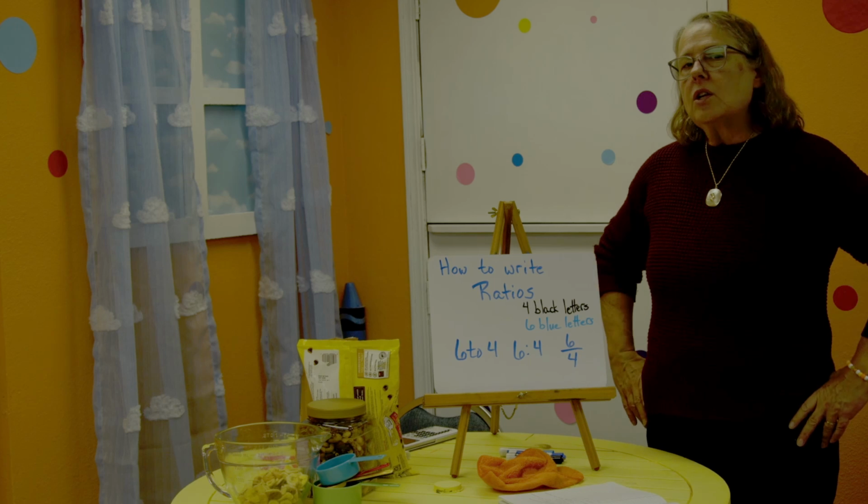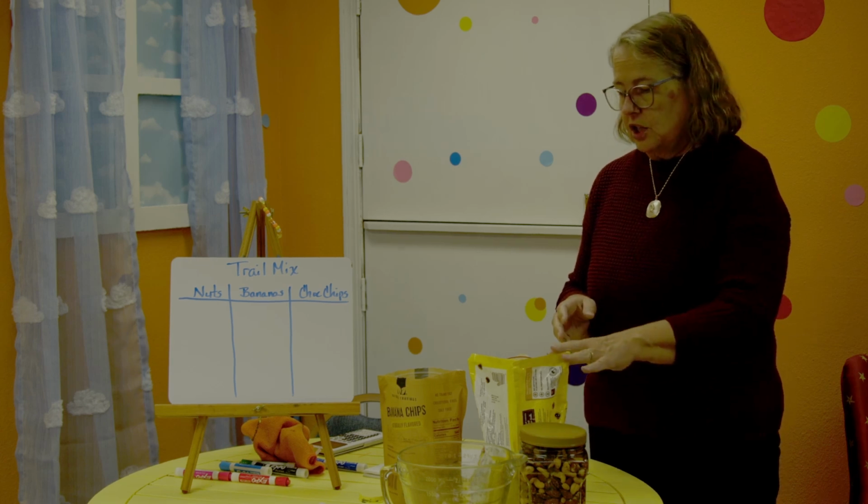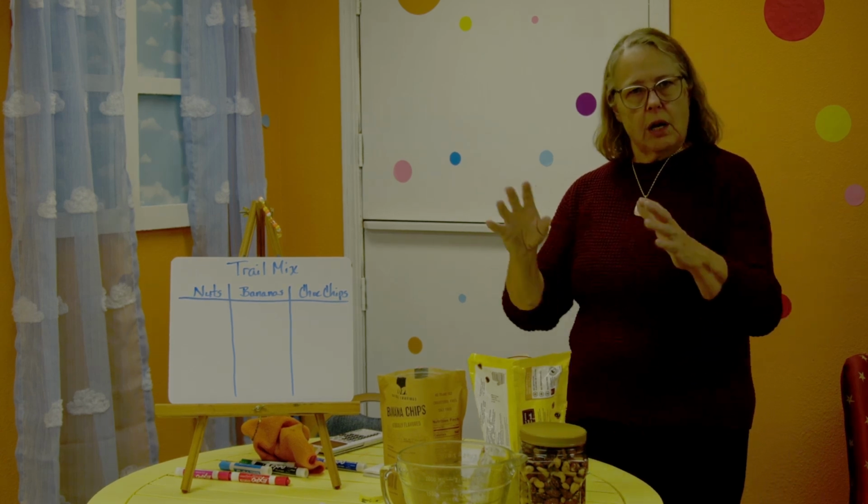Let's talk about how we can use ratios when we're cooking. You know, since Fetch has let us use his table here, I thought we were going to make him some trail mix. So I brought some things together to make some. There's some nuts, some chocolate chips, and some banana chips. Don't laugh, that's all I'm putting in. I'm a teacher, I don't earn that much.